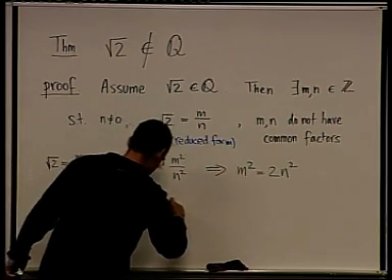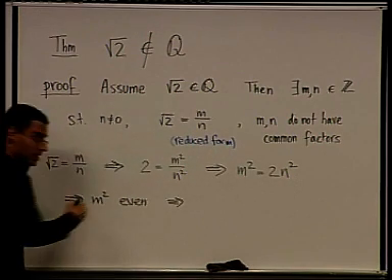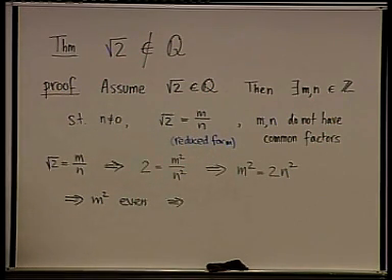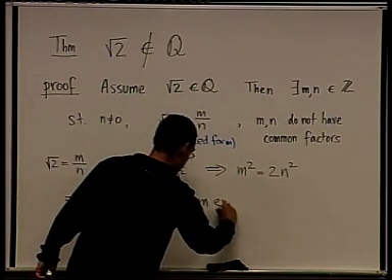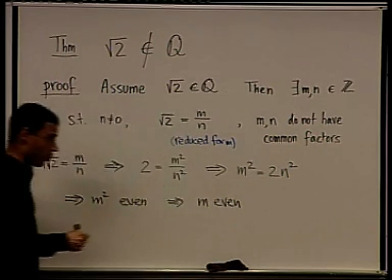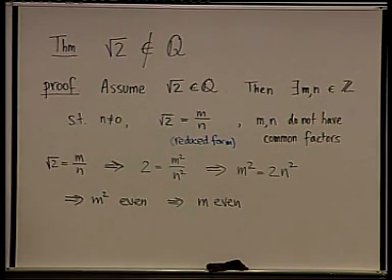Okay. But if the square of a number is even, then the number itself must be even. Because if m was not even, if m was odd, then m squared would be odd as well. When you multiply two odd numbers, you get an odd number. Do you agree? So m itself has to be even.